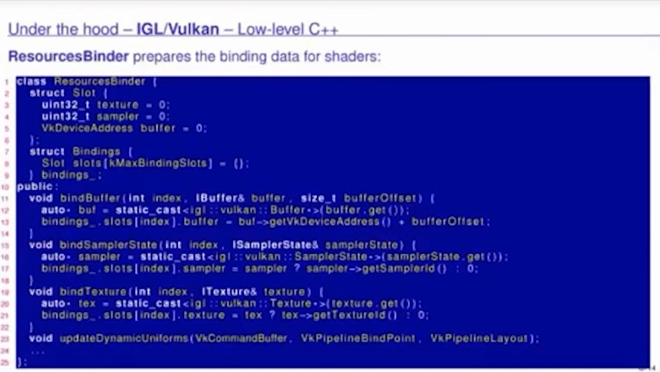Now let's take a look at the low-level C++ implementation that prepares the data for Vulkan. The resources binder class is responsible for managing all bindings. Each binding slot is a structure that holds a texture, a sampler, and a buffer. The textures and samplers are stored as integer indices into a large descriptor set that includes arrays for all textures, known as sampled images in Vulkan, and all samplers. Buffers are accessed using 64-bit addresses. All these binding slots are organized into an array within the binding structure. This structure is transferred to the GPU using dynamic uniform buffers. The binding functions update the array on the CPU side, and the GPU upload only occurs prior to a draw call.